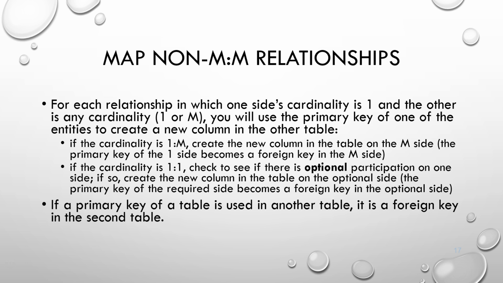Now, when you're mapping non-many-to-many relationships, so one-to-many or one-to-one relationships, what you do is you stick the foreign key in the many side when it's one-to-many, and then in the one-to-one, check to see if there's an optional participation for one of the entities. And if there is, stick the foreign key in the optional side.